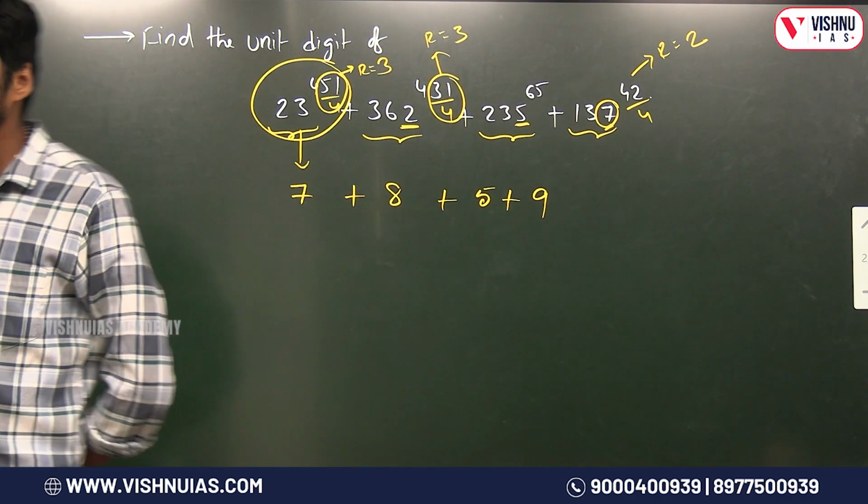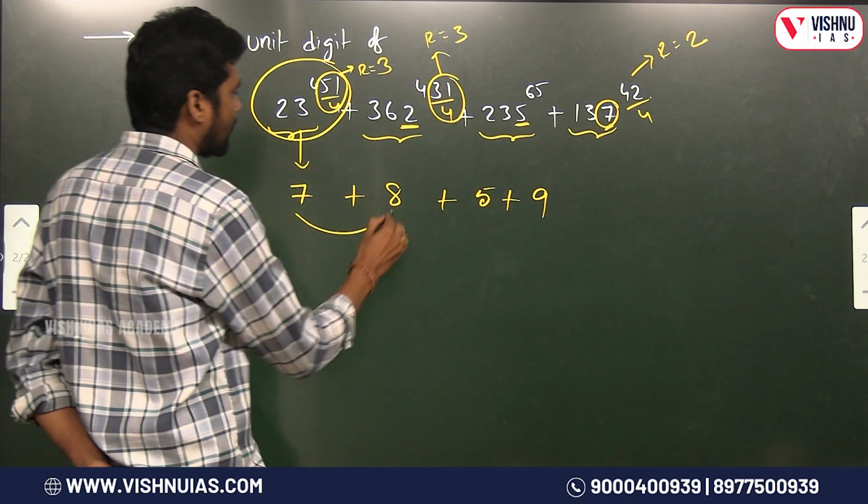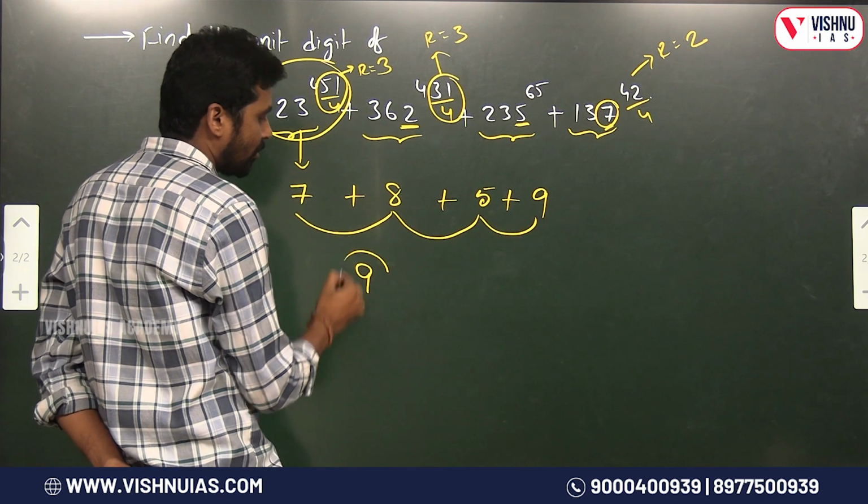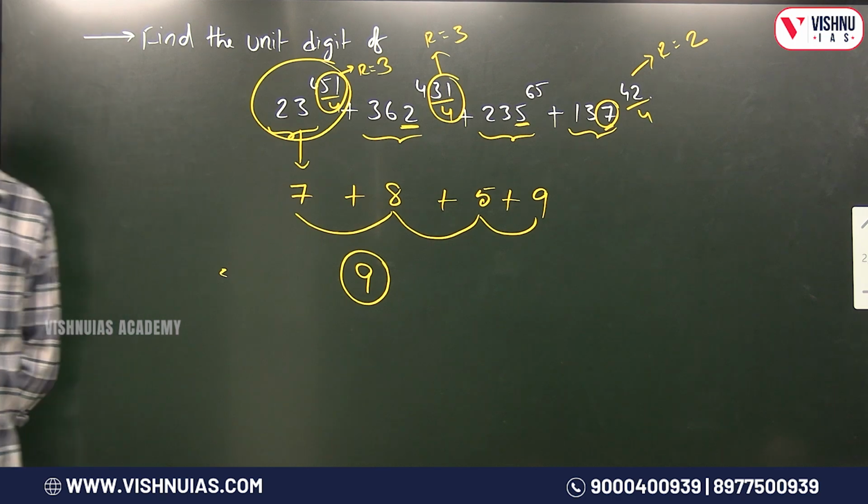Now you add these numbers. 7 plus 8 is 15. 15 plus 5 is 20. 20 plus 9 means that 29. 29 means that what is the unit digit? 9 is the unit digit.